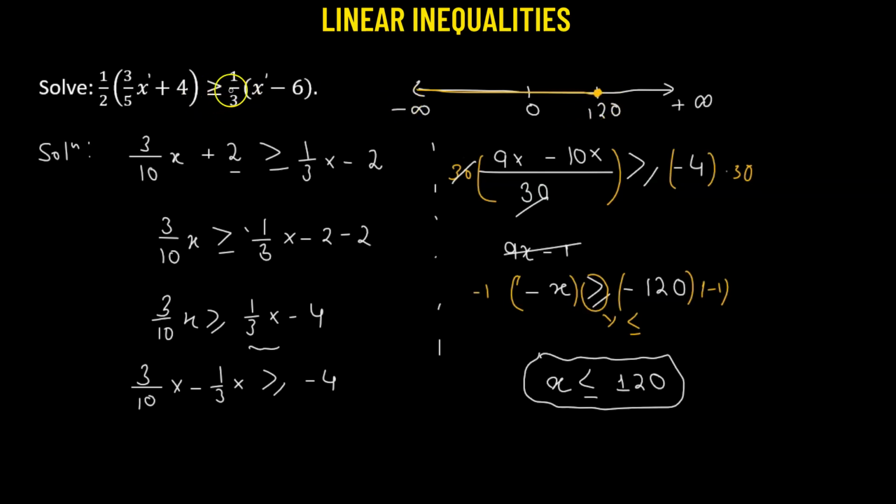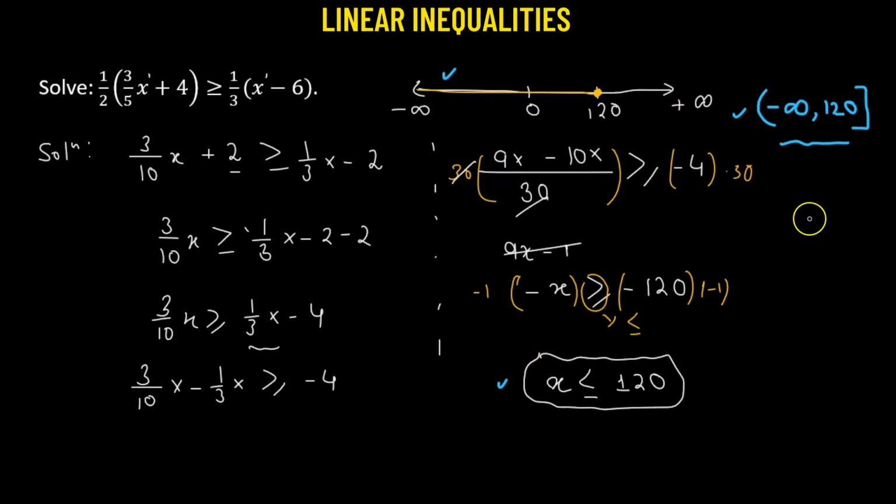And 120 is also included, so we'll consider a dot here which represents that 120 is also a part of the solution. And the third way is writing our solution in interval form. The interval form starts from -infinity and goes all the way up to 120. Here -infinity is unbounded, so we'll have to use an open interval, but 120 is included in our solution, so we will use a closed interval. So this is in a semi-closed interval form. So these are the 3 ways of representing the solution.